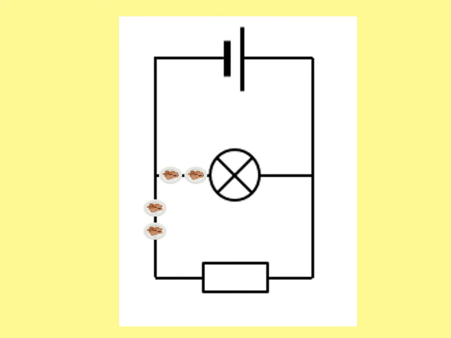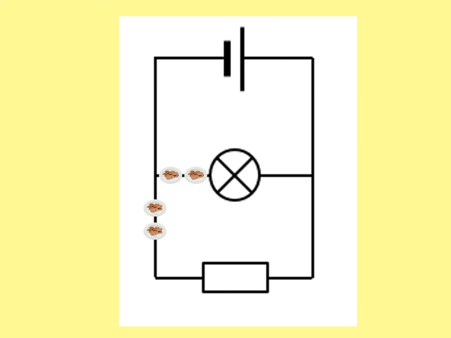It could be 3 and 1, 2 and 2. It doesn't matter. They're going to split up. That's the current. But the potential difference is to do with the biscuits on a plate or the joules on a coulomb. How much energy that coulomb has.